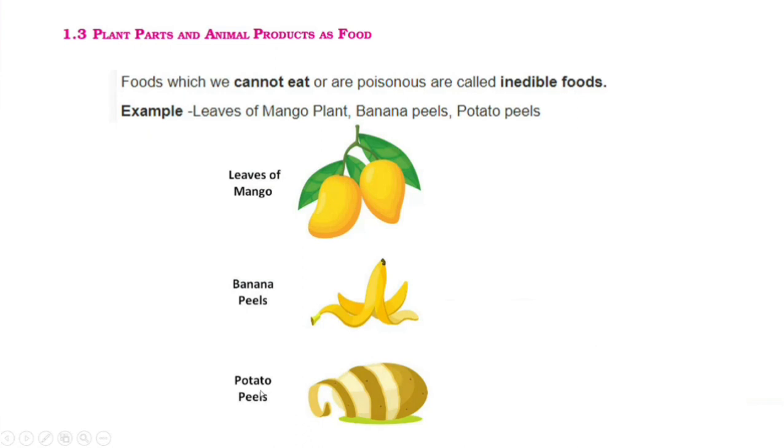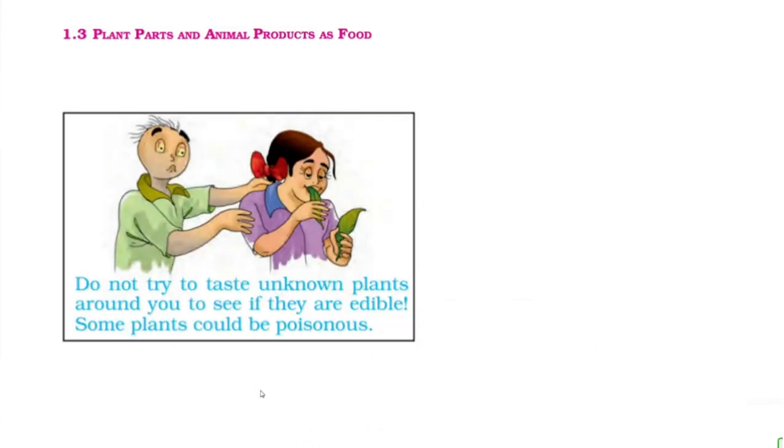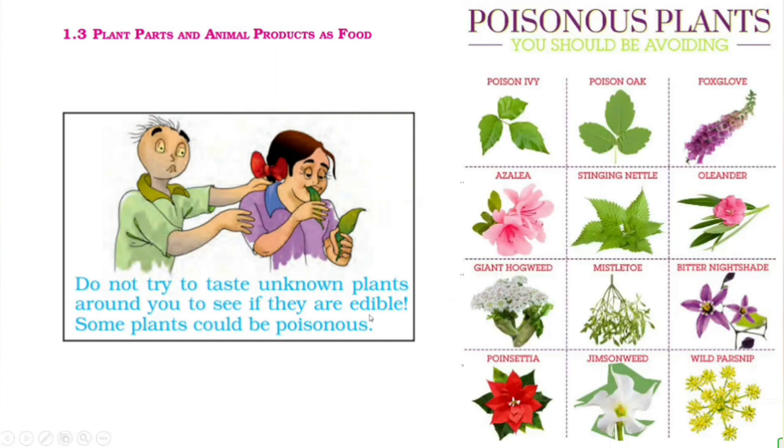So not all the plants which we are seeing around us are edible, meaning eatable. So do not try to taste unknown plants just to see if they are edible or not, because some plants could be poisonous, like poison ivy, poison oak, foxglove, etc. There are many plants which are inedible as well as poisonous.